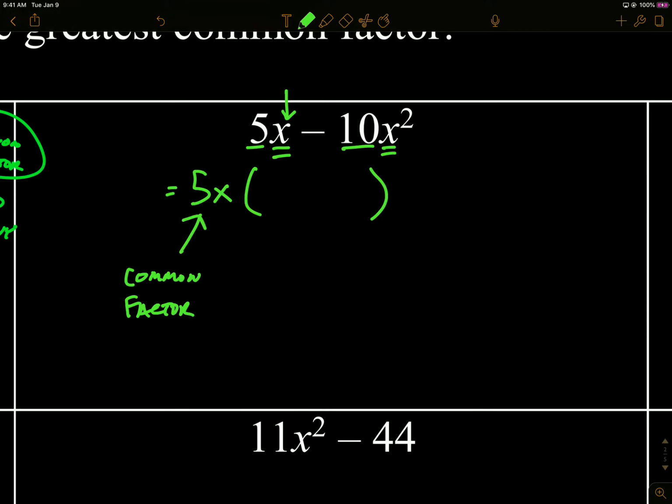The second one is going to be what we call our leftovers. That's what we get after we take the original and divide by the common factor. That produces our leftover factor.